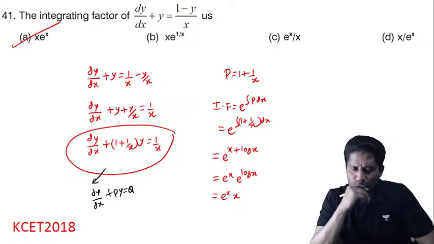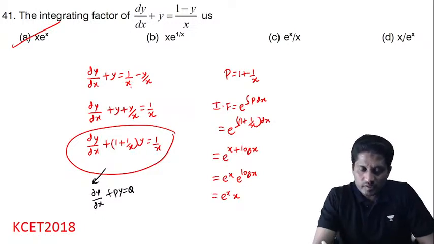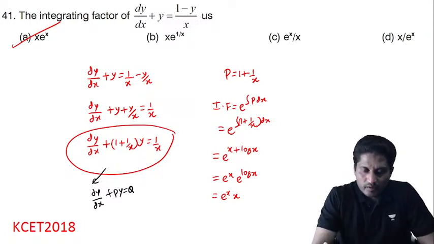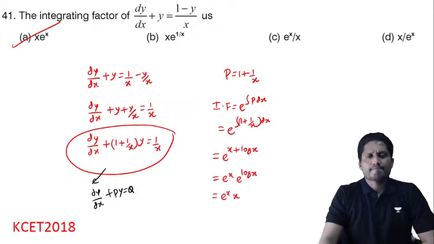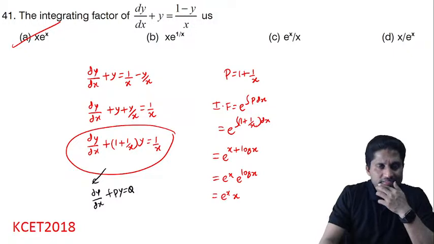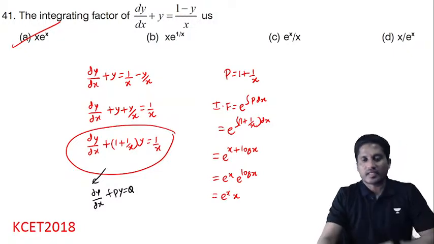Right? Y plus y by x on the left, integration of 1 by x is log x, e power x into e power log x. Answer is option A. Let's move to the next question.